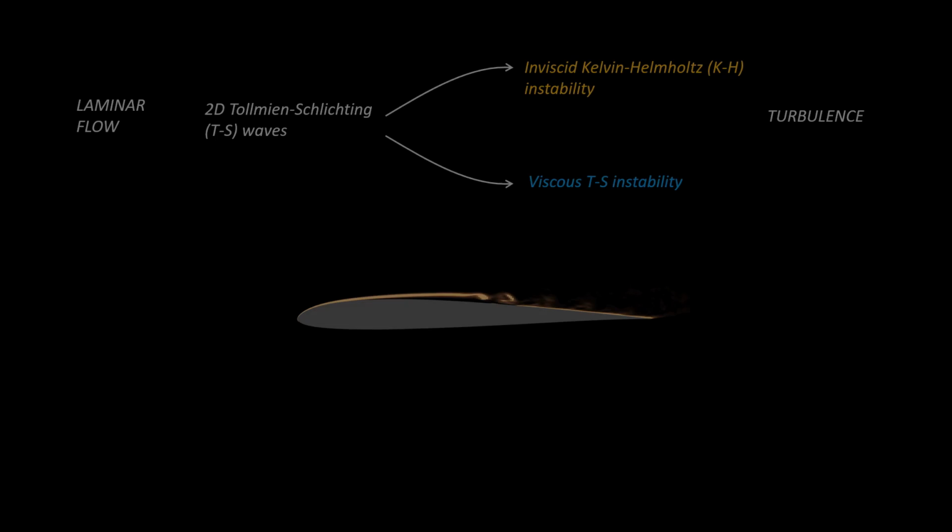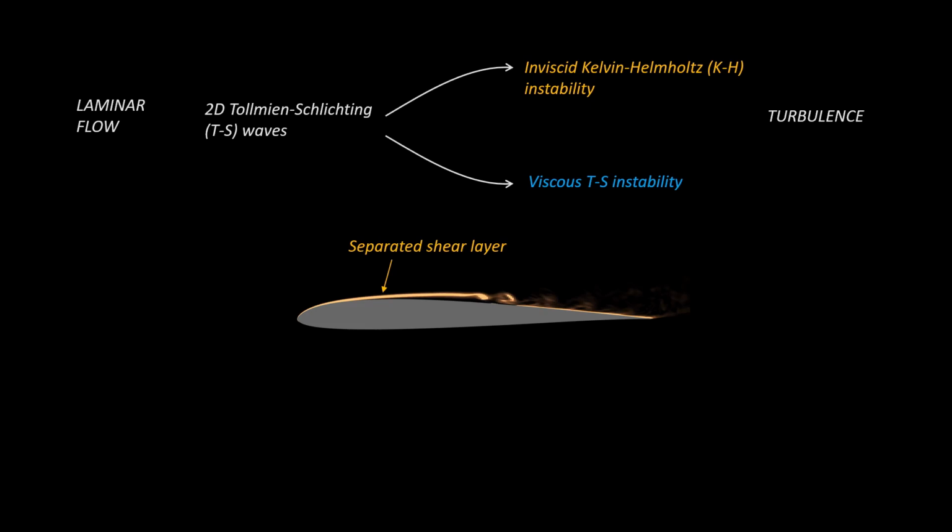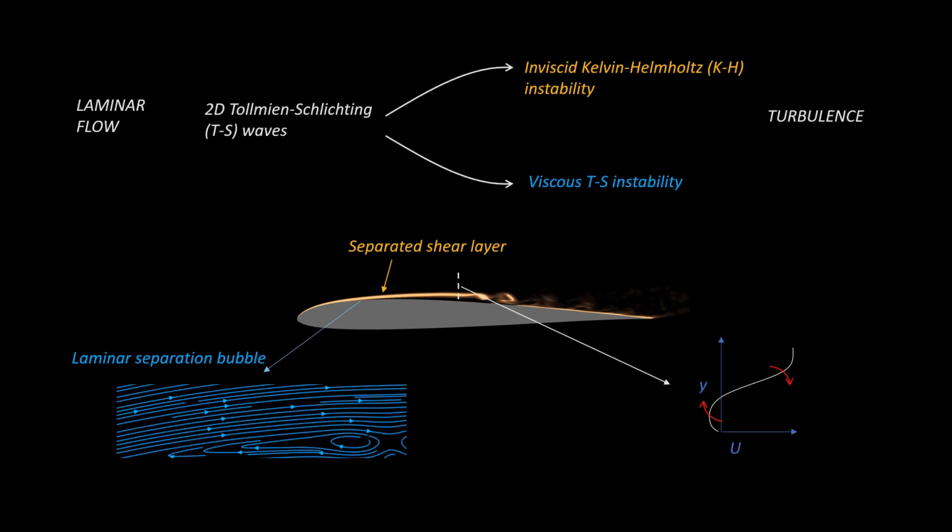As the airfoil pitches up, 2D Tollmien-Schlichting or TS waves develop in the laminar flow near the leading edge. Flow separates from the surface, forming a shear layer akin to a free shear layer in that it has an inflectional velocity profile that undergoes a Kelvin-Helmholtz type instability. In addition, viscous TS instabilities develop in the separated flow beneath the shear layer within a laminar separation bubble. This offers an alternate path to transition to turbulence.